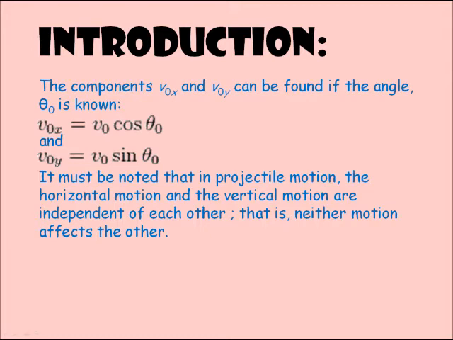The components Vx and Vy can be found if the angle theta is known. Vx is equal to V times cosine theta, and Vy is equal to V times sine theta. It must be noted that in projectile motion, the horizontal motion and vertical motion are independent of each other. That is, neither motion affects the other.